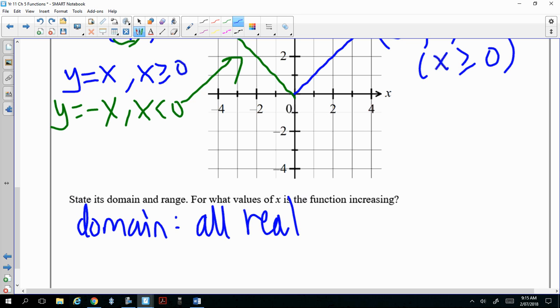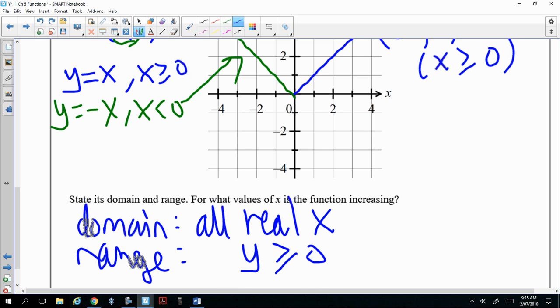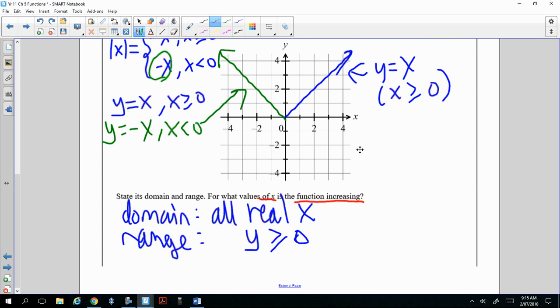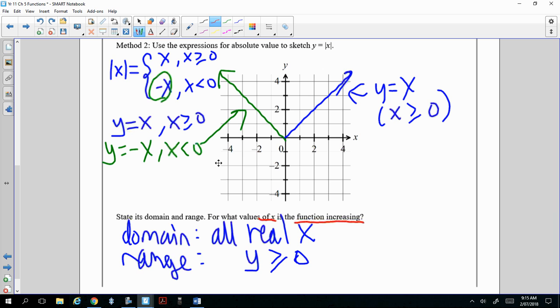How about the range? Ruby, what's the range? Yep, very good. Greater than or equal to 0 as well. It can be 0. Well done. Okay, good. So we've got the domain and range. And there's another part we have to answer where you say for what values of x is the function increasing? Where is the graph going upward? Yeah, increasing when x is greater than 0.